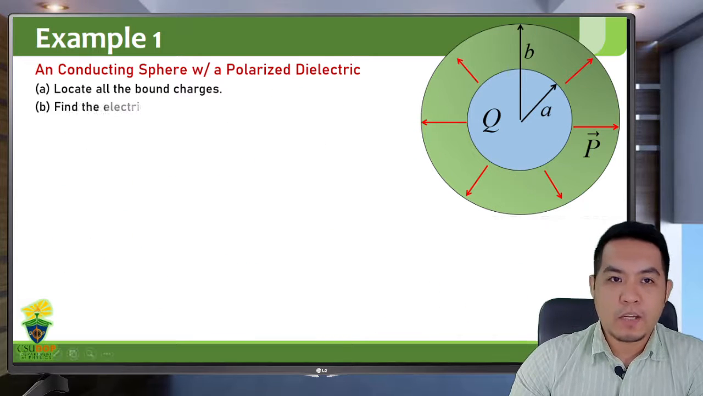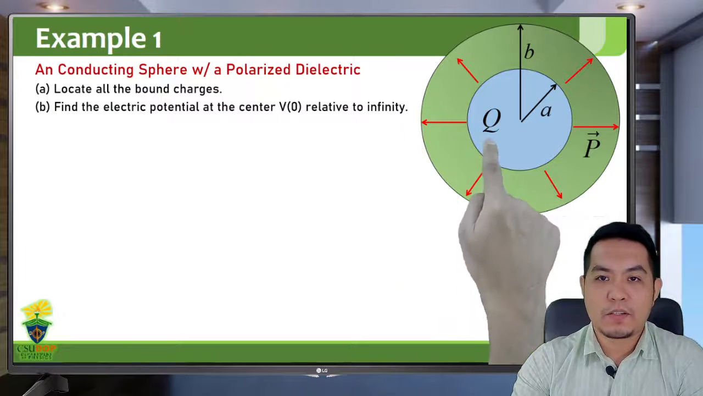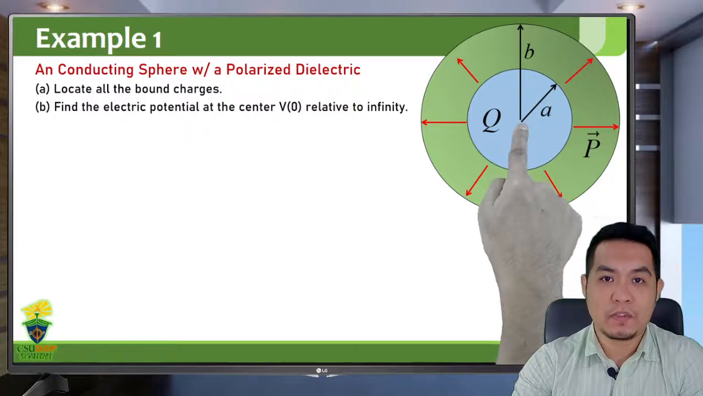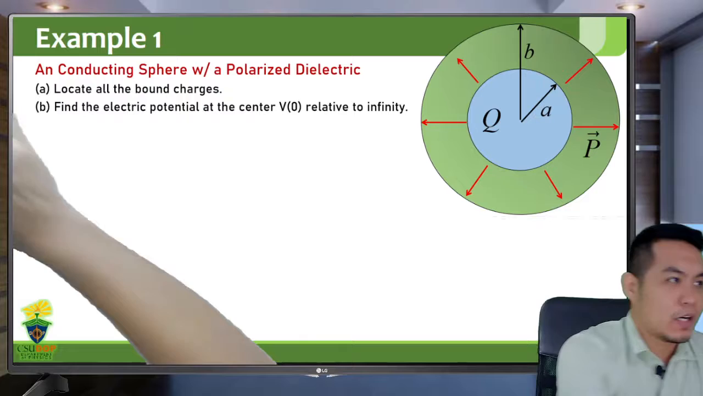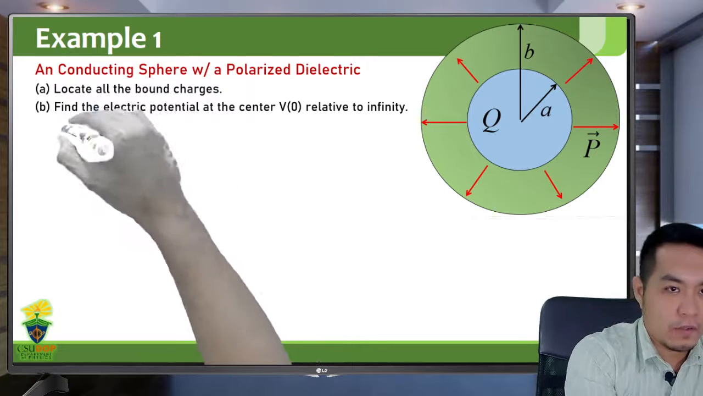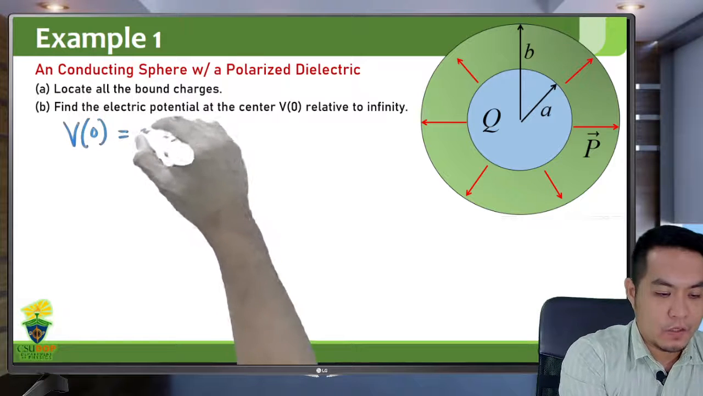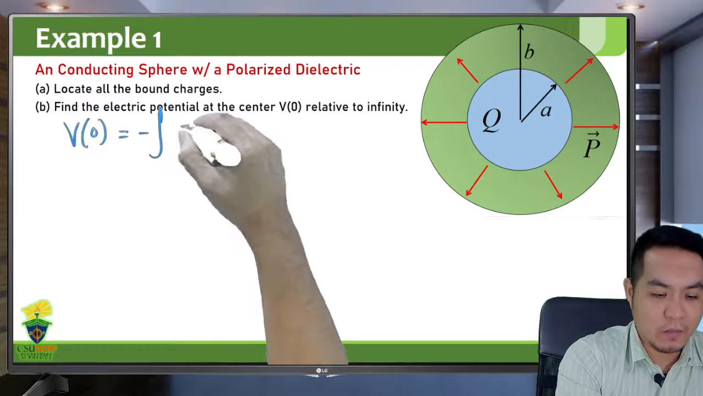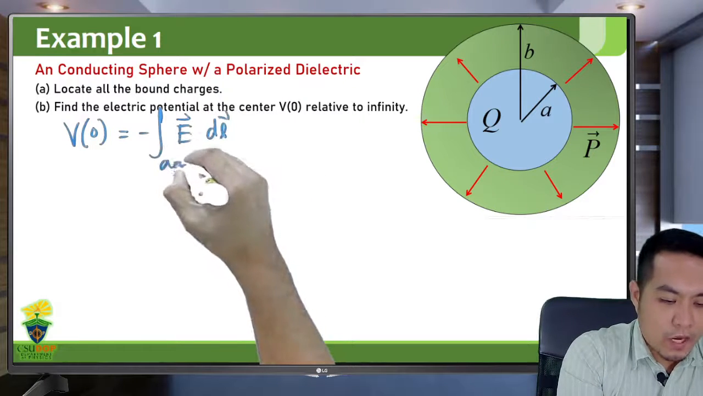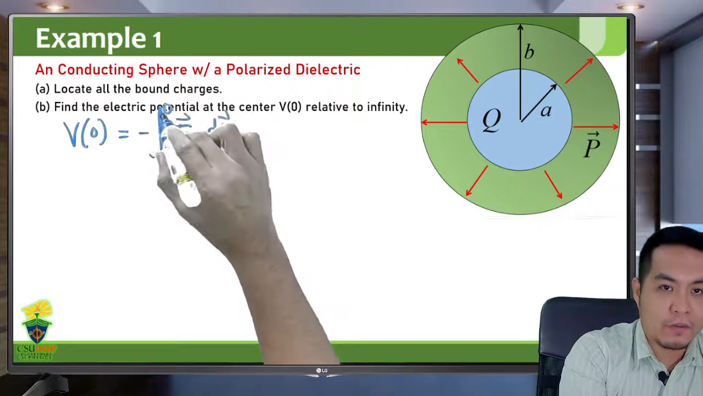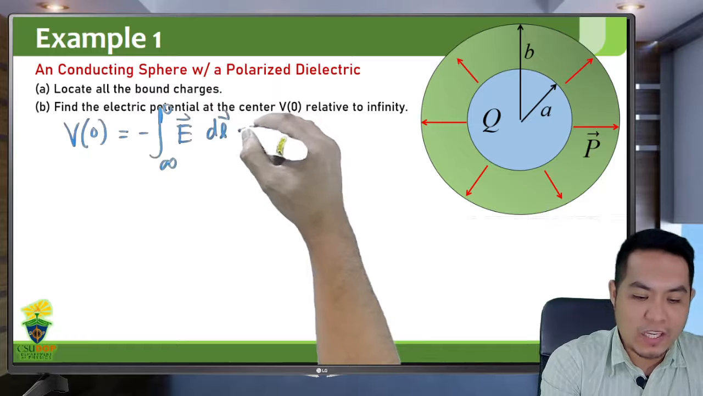So let's now go to the second problem. Find the electric potential at the center of this configuration, so at R equals 0, relative to infinity. For this case, we are trying to find the potential at R equals 0, so basically using the E dot dl formula from our reference point at infinity. We can actually divide this into 3 regions.